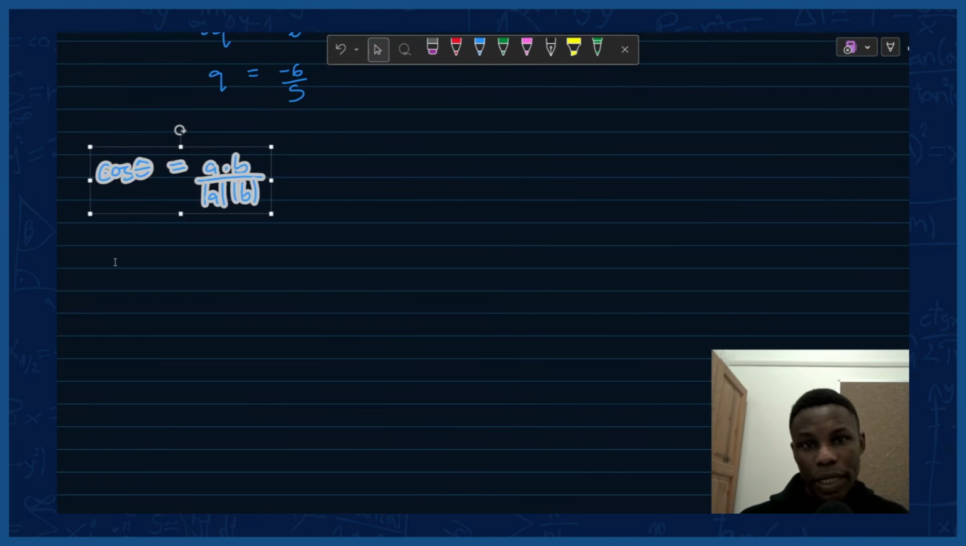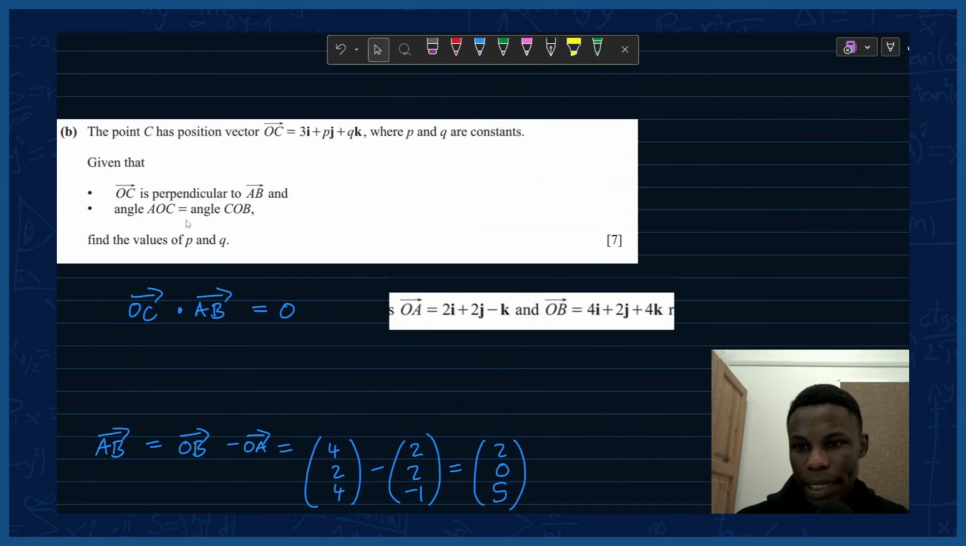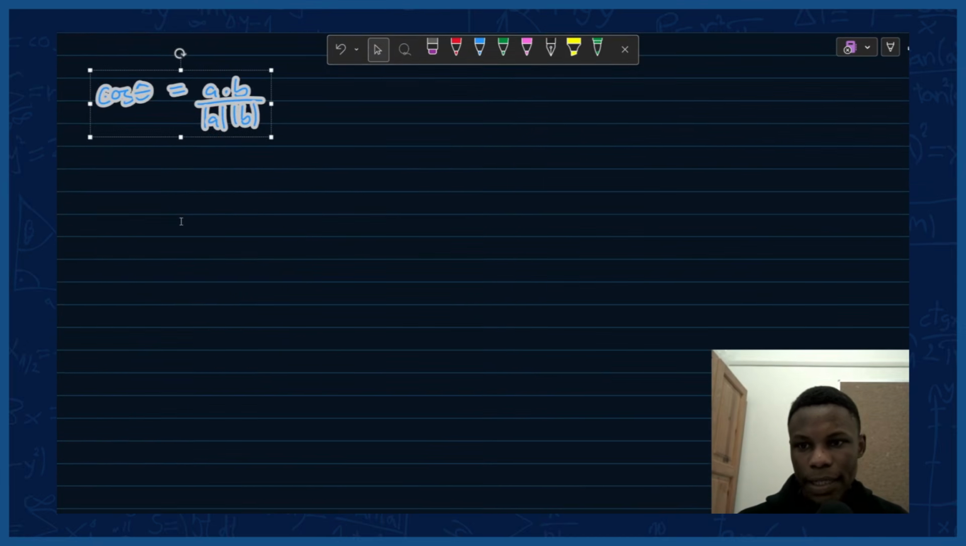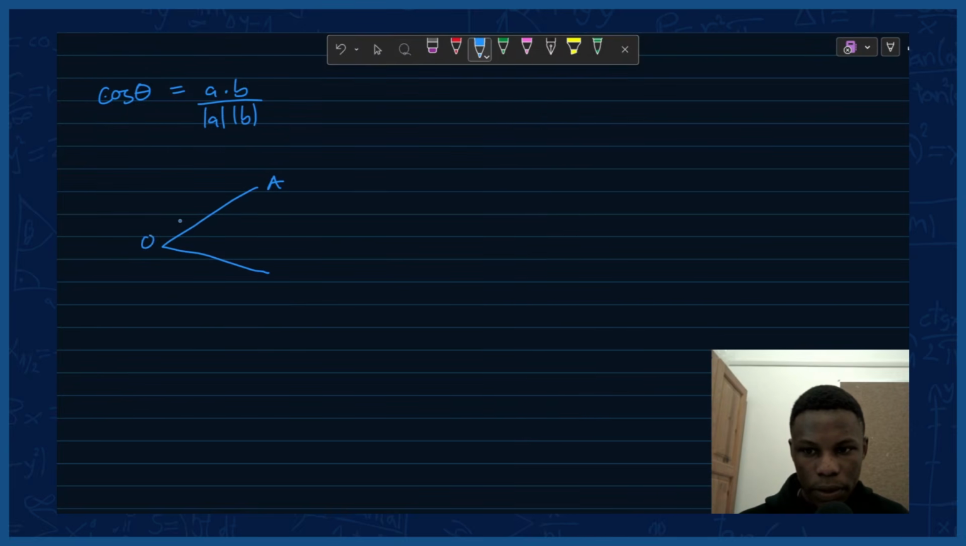Okay. So from the MF19, we get that cos theta is equal to a dot b over the magnitude of a times the magnitude of b. This is the equation we use when we're dealing with the angle between two vectors. So we are dealing with angle AOC. Let's sketch that out. So AOC.